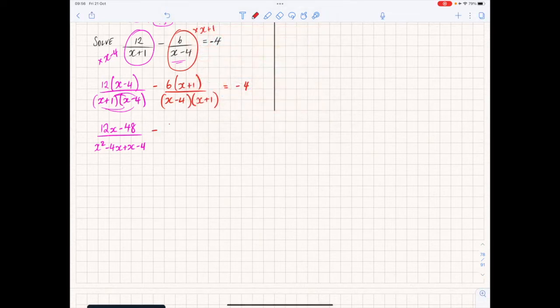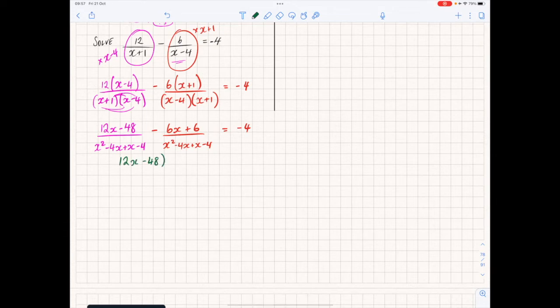And the right hand one, 6x, is 6 times 1, which is 6. And again, this is still going to be over x squared minus 4x plus x minus 4 equals still minus 4. From here, we can now just tidy up the bottom. Because both denominators are now the same, I can write it as one fraction.